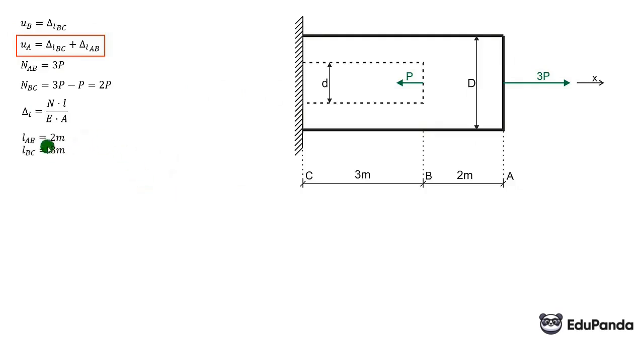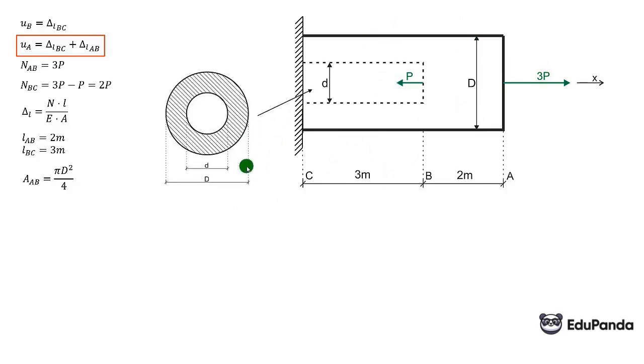So let's write out the length of section AB and the length of section BC. And now also the cross-sectional area. Here, I wrote out the cross-sectional area AB. It's pi d squared over four. That is simply the area of this circle, which is the cross-section. And now the cross-sectional area BC. It looks like this cross-section. So we're interested in the area of this ring.